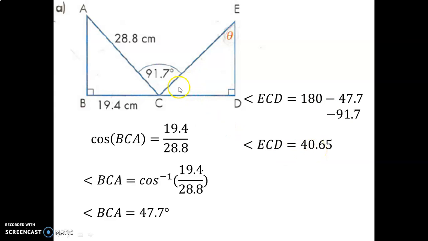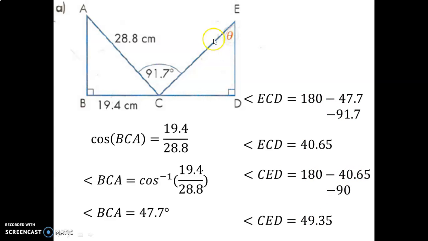Now that you know this angle, no more trigonometry required. Again, we have a triangle, we know one angle, we know another angle, so we can easily find this one using the same property. So 180 minus those two, and we have 49.35 degrees for that angle. So not so bad. Once you got yourself out of this triangle and used some basic properties, we can get to this angle quickly.